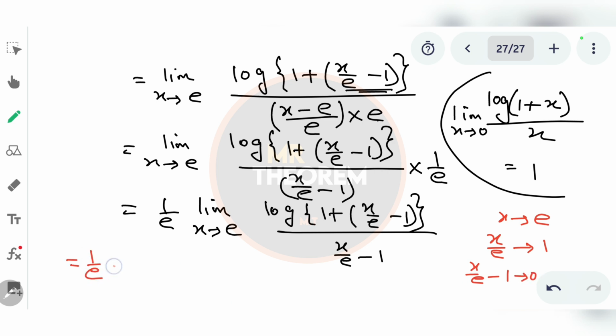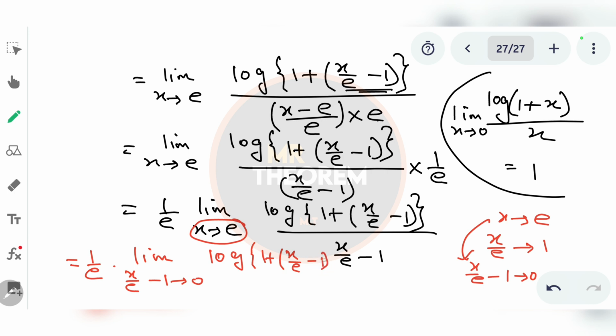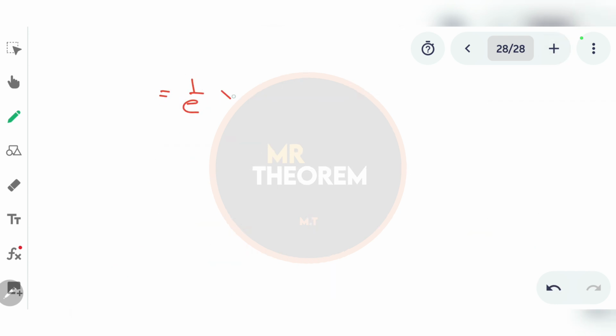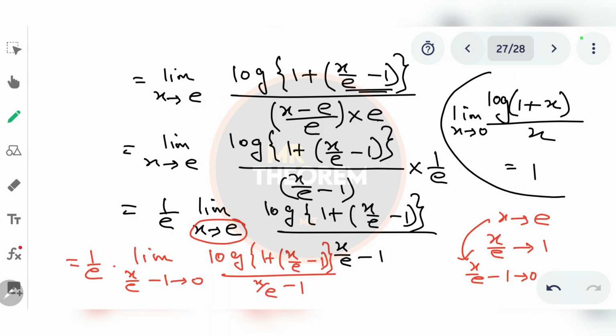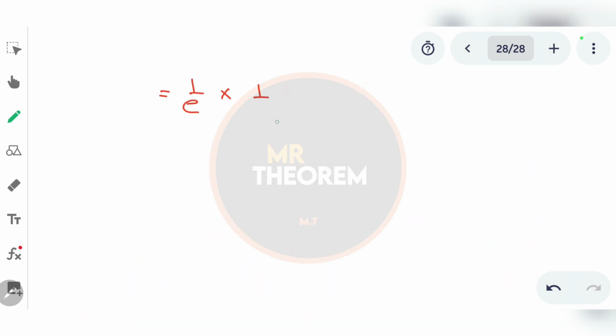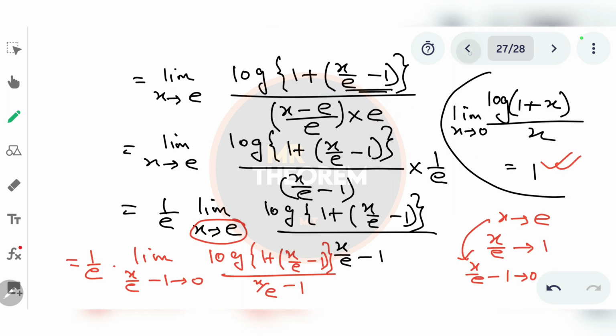So here 1 by e into limit, we can substitute x tends to e using x divided by e minus 1 tends to 0, and then logarithm of 1 plus x divided by e minus 1, divided by x divided by e minus 1. So here the denominator and the part except 1 in the logarithm are the same. So according to the logarithmic property it is 1, since this is the formula. So 1 by e into 1 will be 1 by e. This is the answer of the given question.